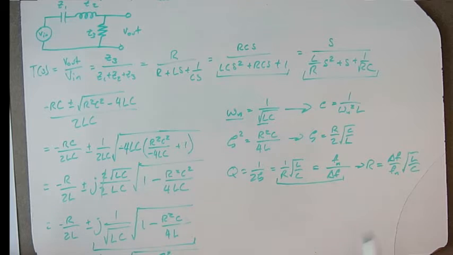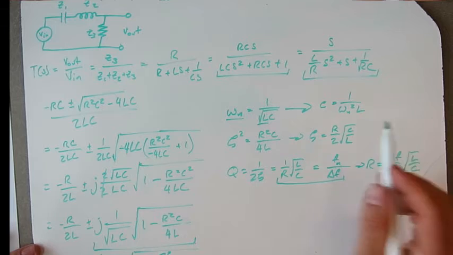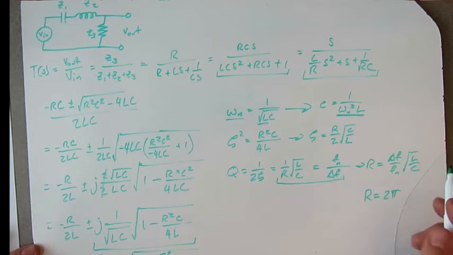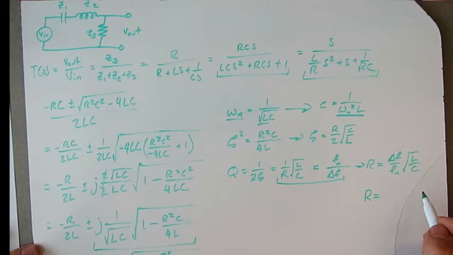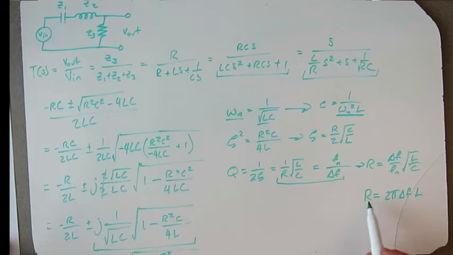Actually, if you substitute this into here, you can just get R without even having the capacitance relation in there. Because you're given these two quantities, omega n and L, you're definitely starting with those. Well, I guess you're given the Fn. Anyways, it ends up being 2 pi delta F L. But that's neither here nor there.